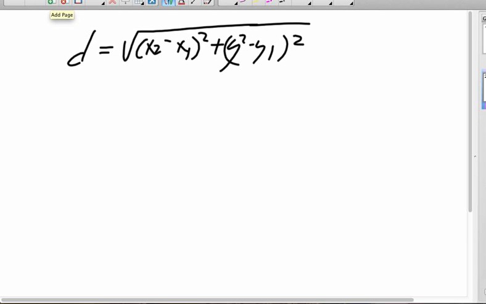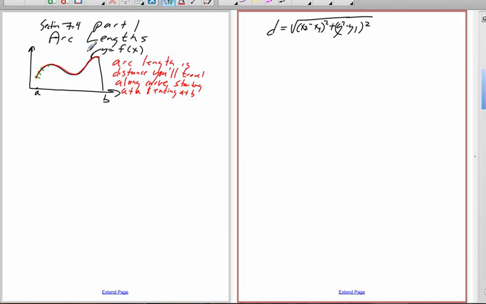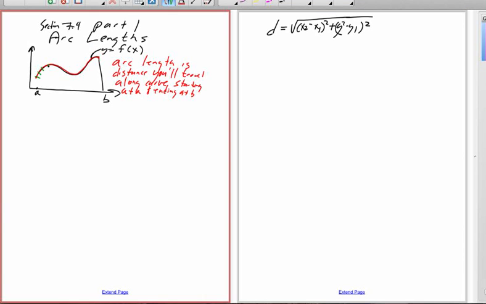Okay, so if we come back in and we take a look at our little guy here. So what I'm going to do is I'm going to take one small part of it. I'm going to start at x sub i and go to x sub i plus 1. Okay? And I'm going to connect these with a straight line. I'm going to approximate this curve with a straight line.